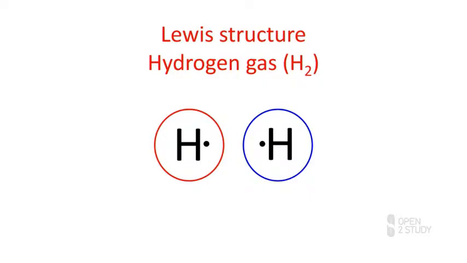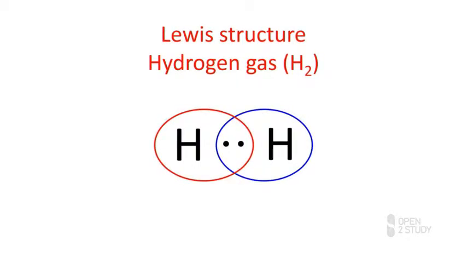Because they have the same electronegativity though, they're not going to give and take. They both want that extra electron. So what they will do is they will each share their one electron. That one electron goes into the middle. The hydrogen on the left with the red circle can now see 2 valence electrons. The hydrogen on the right with the blue circle, she, why not, can now see 2 valence electrons. Both see what they want, they are both happy.